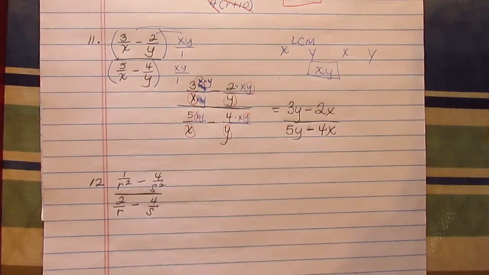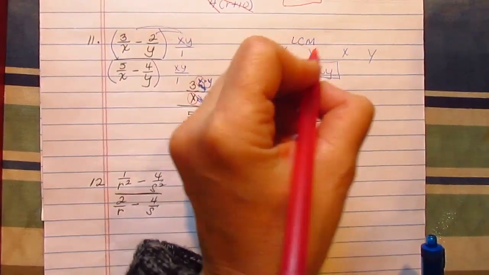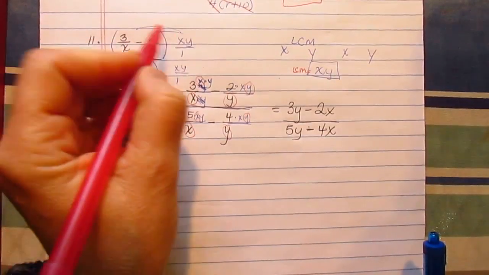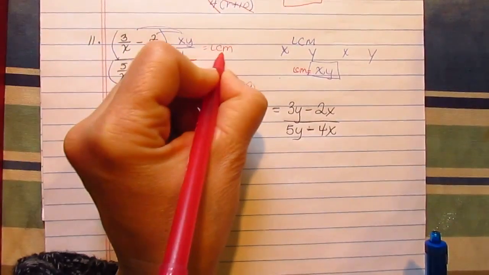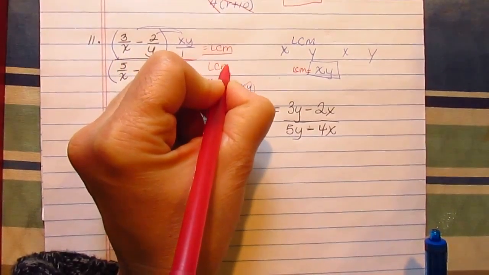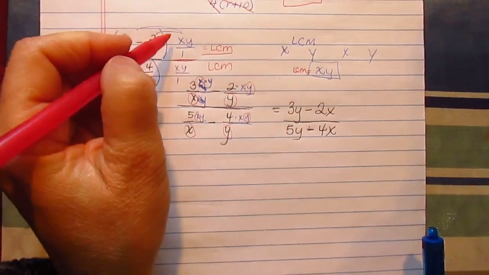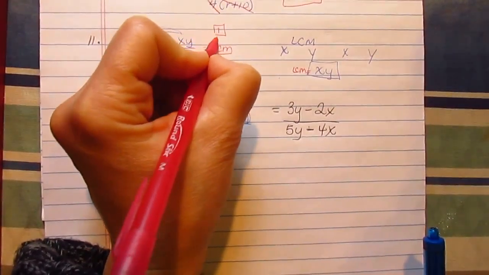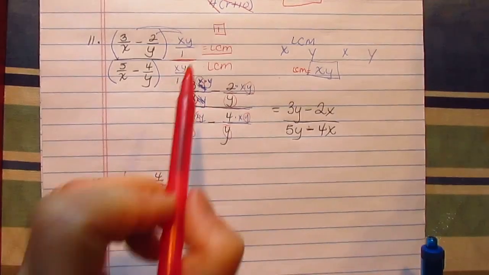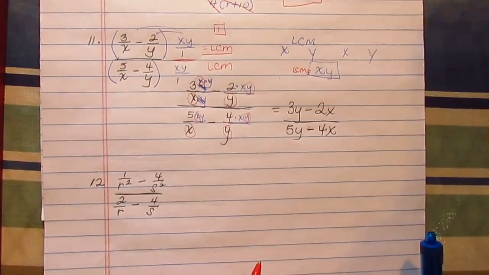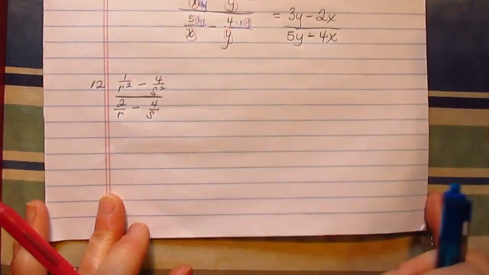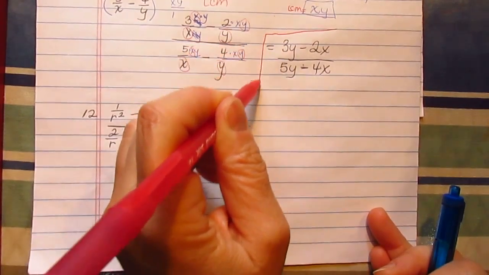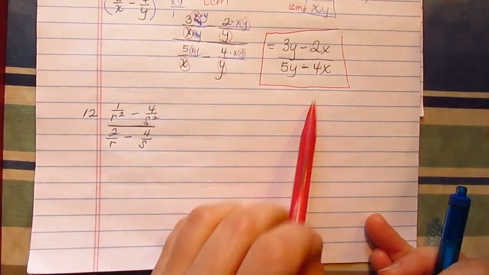Wait, what did I do? Okay, this is what I did. This is my least common multiple over my least common multiple. I just put each of them over 1. This is 1 multiplied by 1, at the same time getting rid of all those many denominators. That's okay, we'll do it again on number 12. Then number 11 was 3y minus 2x over 5y minus 4x.